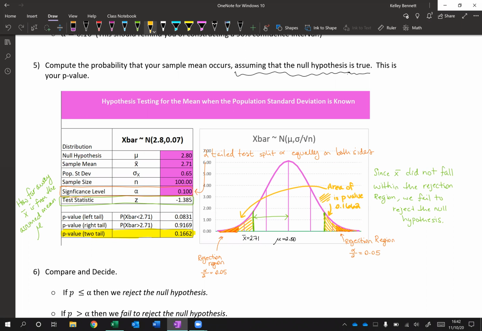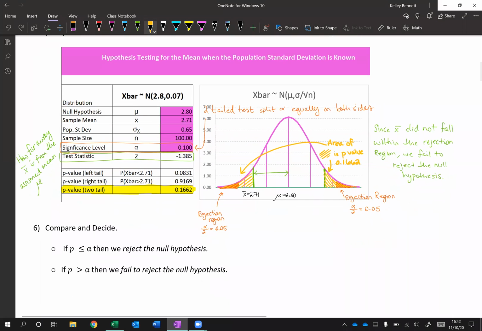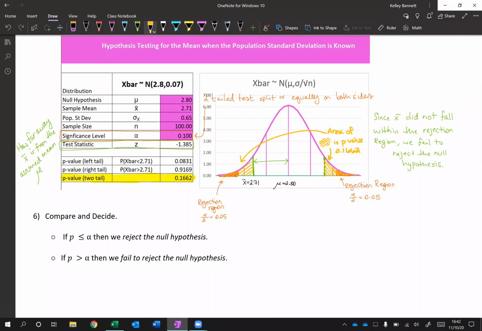And that's how we come to this summary here. If p is less than or equal to alpha, then we reject the null hypothesis. This would mean that X bar fell in the rejection region.